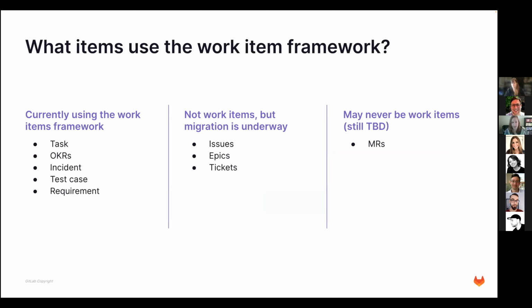We currently have some items using the work item framework: tasks, OKRs, incidents, test cases, and requirements. There are certain items that are currently on legacy objects, but migration is underway, so things like issues, epics, and tickets. And then there are some items that may never actually be work items, although that's TBD. MRs is one where there's been conversation about it maybe being a work item, maybe not. The decision hasn't really been made there. Some items may not share that work item framework, but a lot of items will.